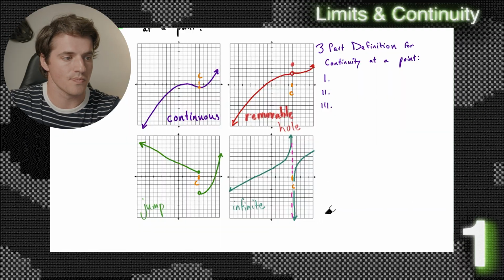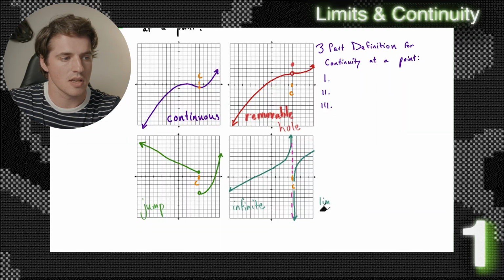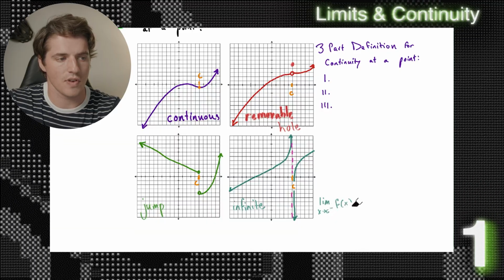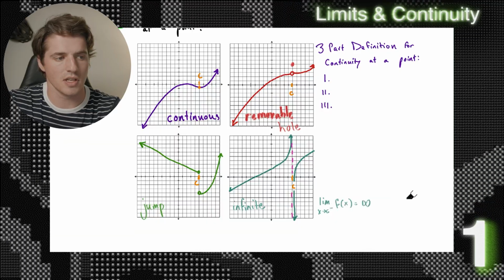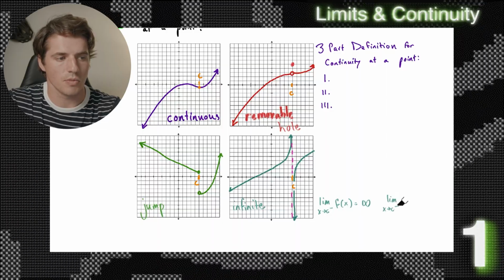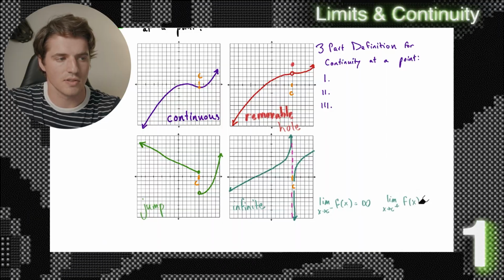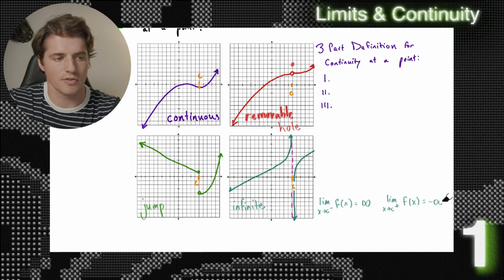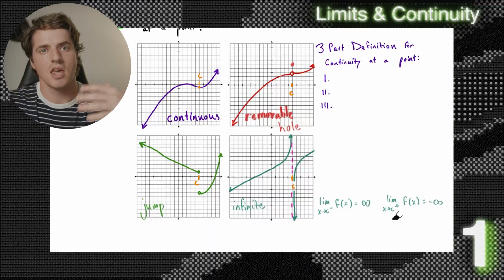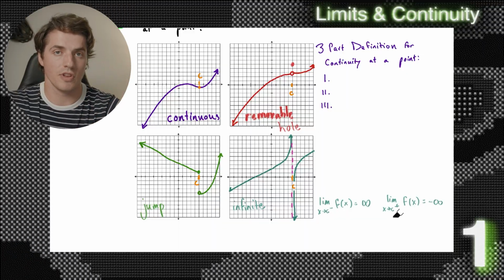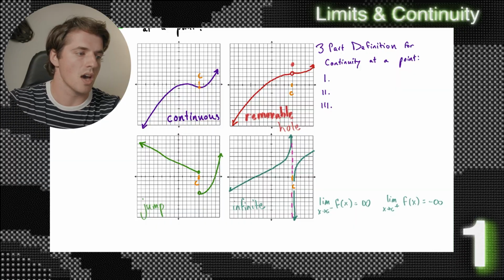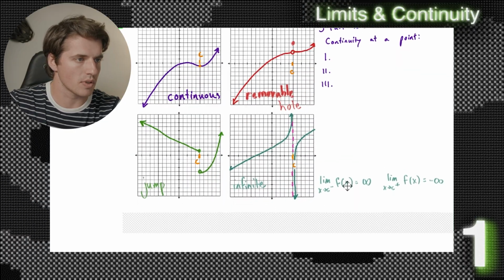So for the last one, the limit as x goes to c from the left of f of x is equal to infinity, and the limit as x goes to c from the right of f of x equals -infinity. So because both are infinity or -infinity, we have an infinite discontinuity. The jump, I'll scroll down a little.